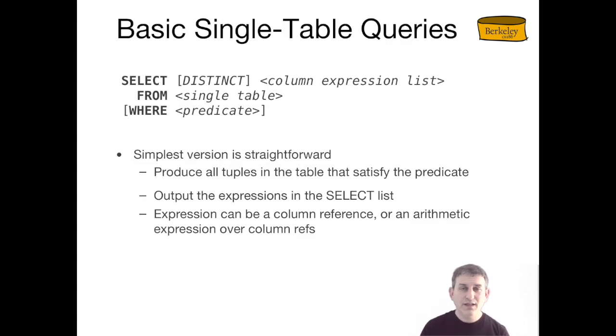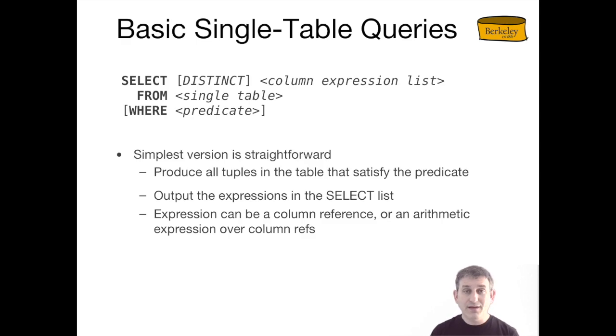More generally, the basic single table query pattern in SQL looks like this. This is the simplest kind of query you might do in SQL. It's a select, optionally the word distinct, which we'll talk about in a minute, and then a list of column expressions in the output. So these are expressions that define the output columns from the name of your table. And optionally, if you want to filter out the rows, you can say where predicate. Predicate is a truth function. It's a function that evaluates to true or false.